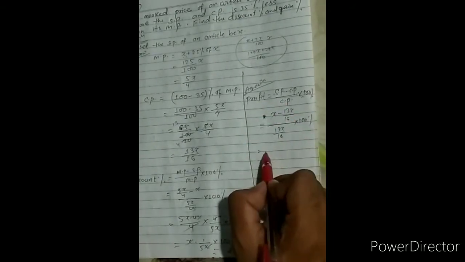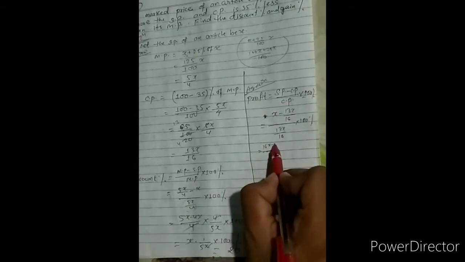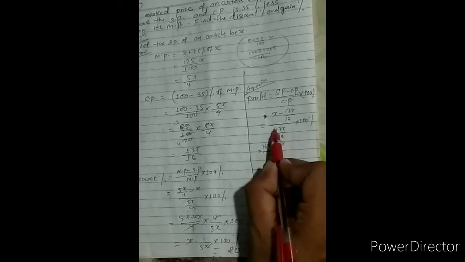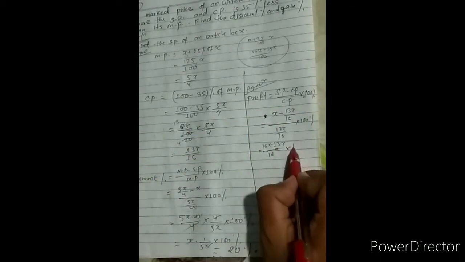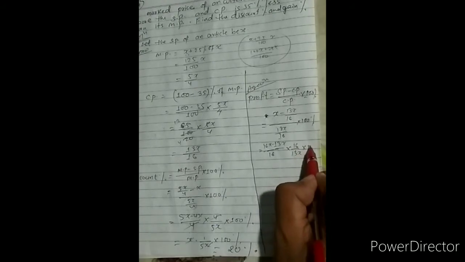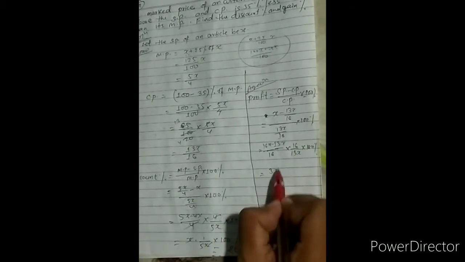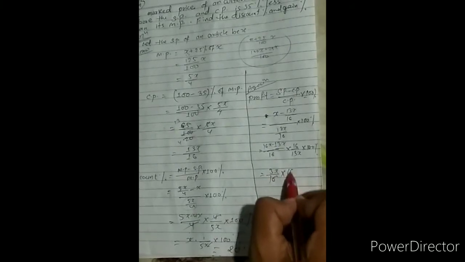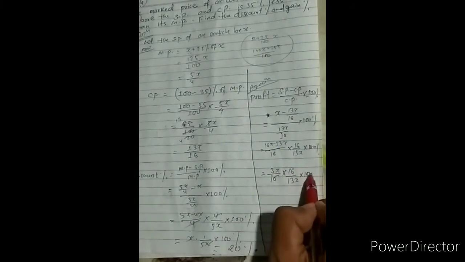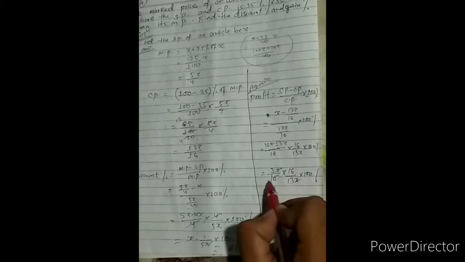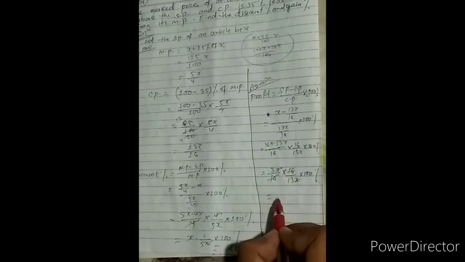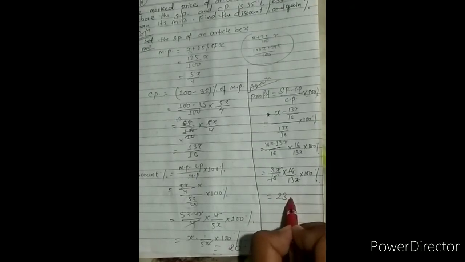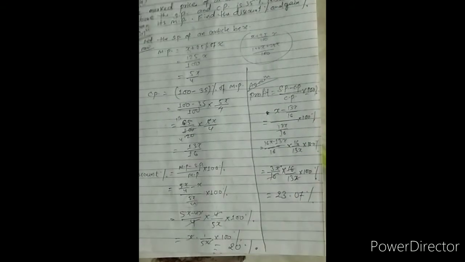Now 16, here you can take LCM. 16x minus 13x. Here also we can write 16 by 13 into 100. 3x by 16 into 16 by 13x into 100%. This x and x cancel, 16 cancel. 100 into 3, 300 divided by 13, it is 23.07%.